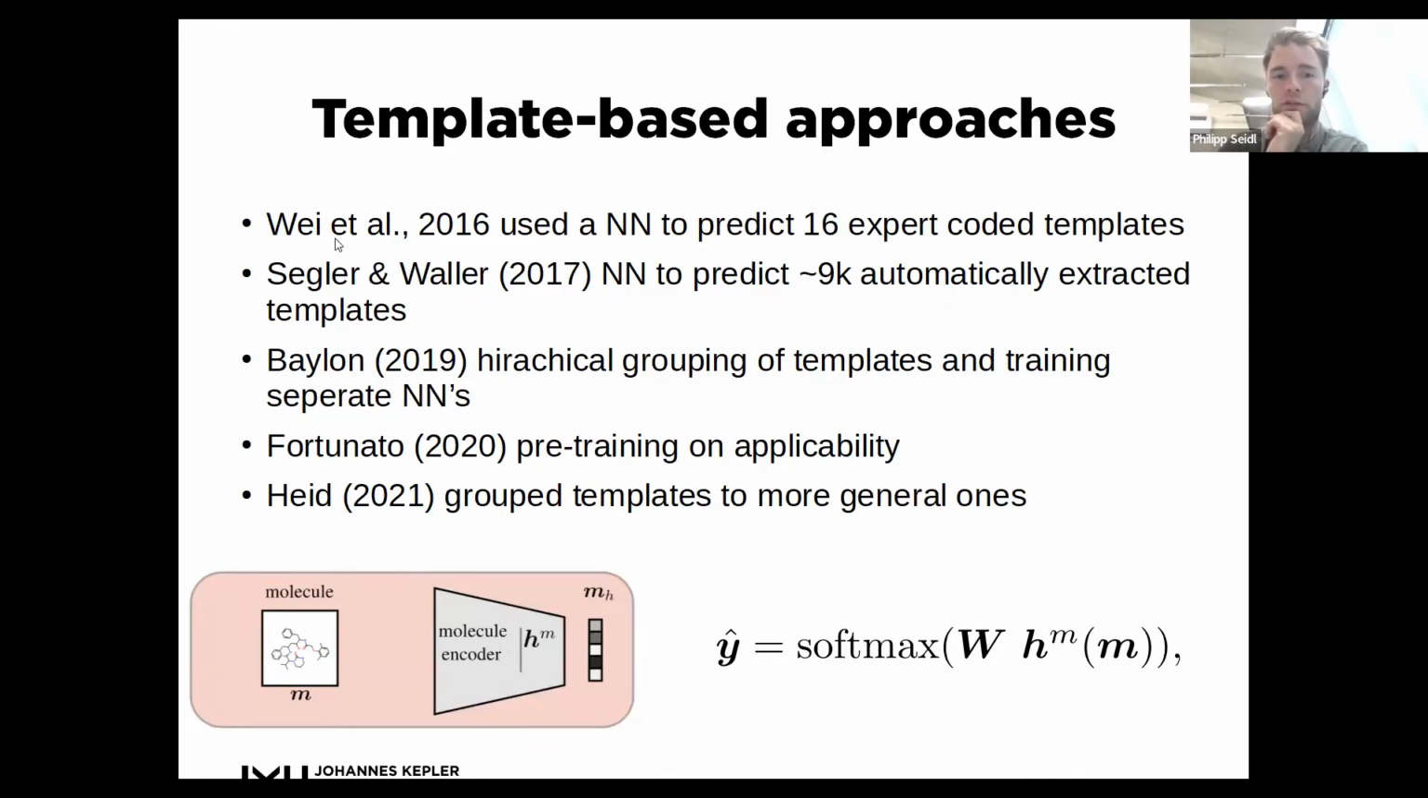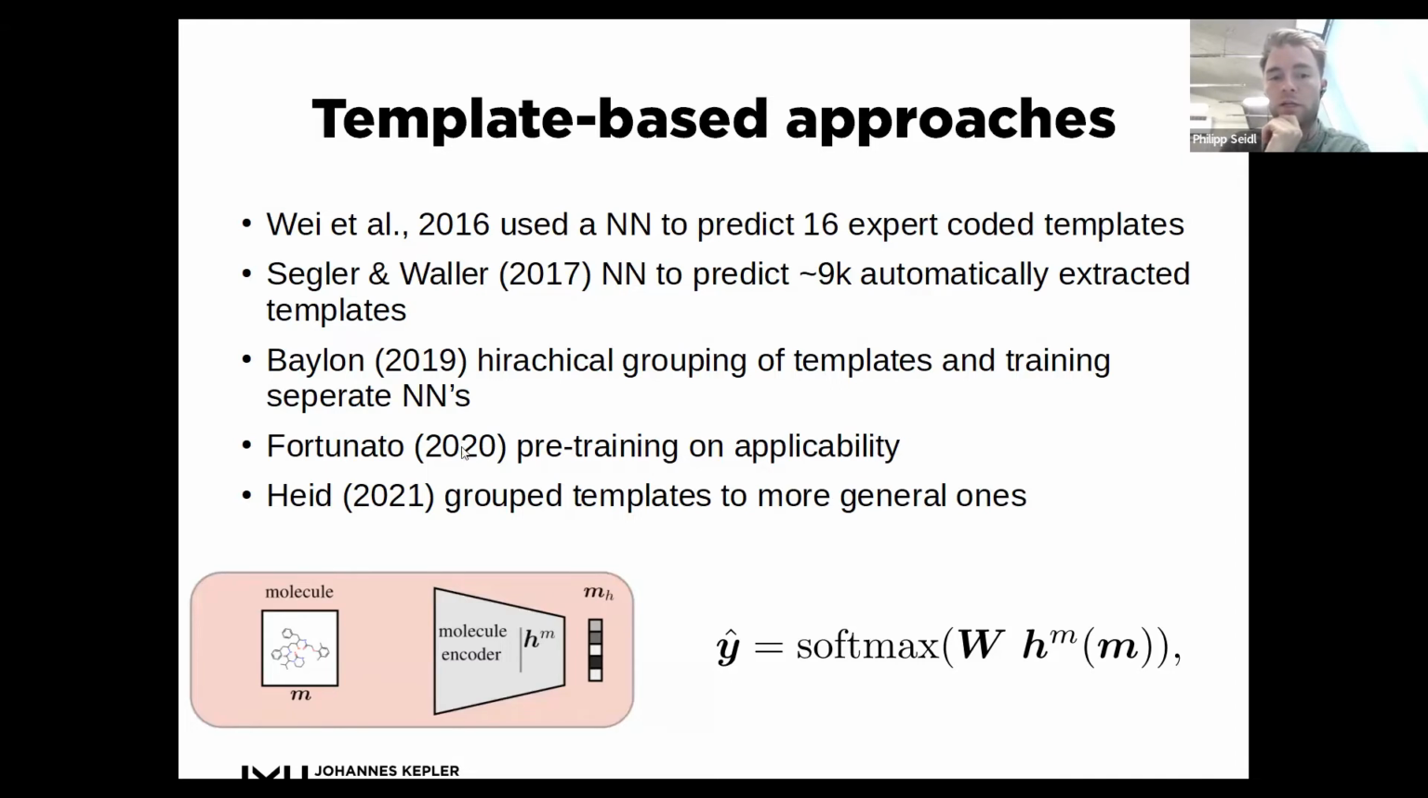The first approaches, for example, were by Y. There they only had 16 expert-coded templates, so not that many. And they were the first ones to use a neural network for this task, also due to computational reasons. Then Seidl and Waller, in their Nature publication, first started with automatically extracted templates. There they had 9,000 templates, but again removed those where they had fewer than 3 examples to train with. Later, Balon used the hierarchical grouping of those templates and trained separate neural networks for different groups of templates.